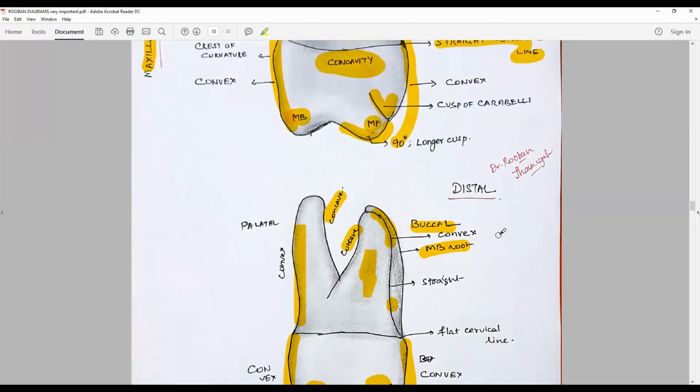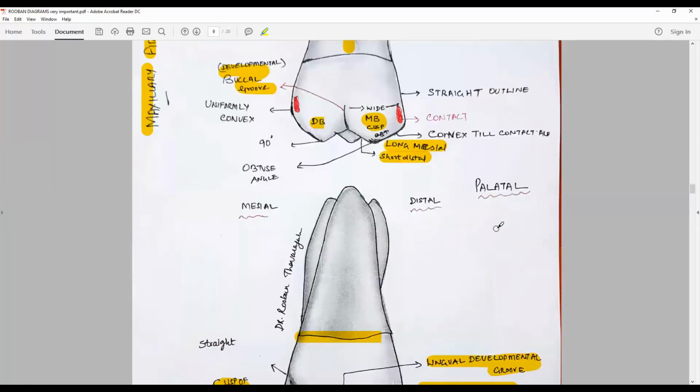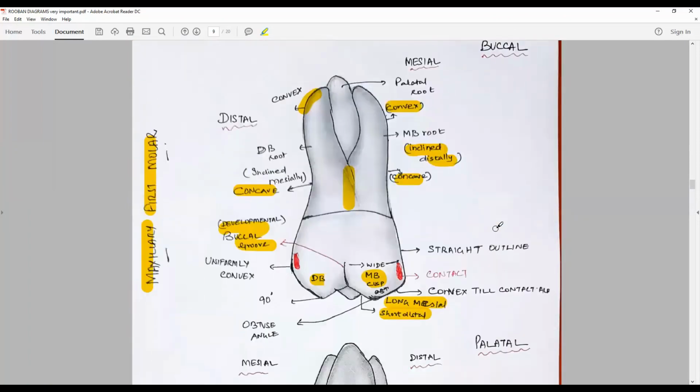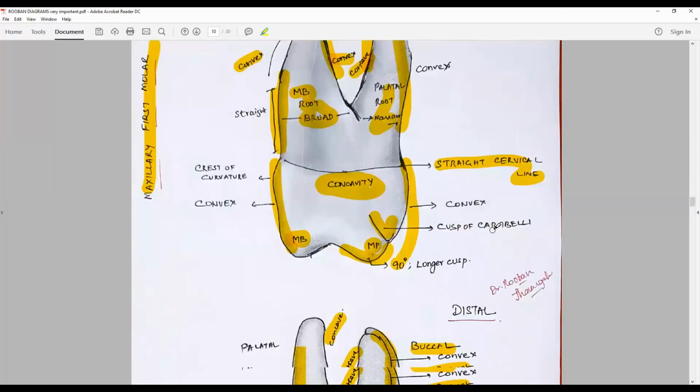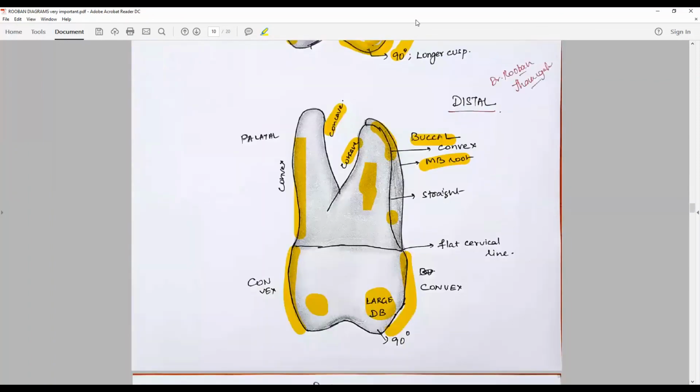That is our buccal, palatal, mesial and distal surface for your maxillary permanent first molar.